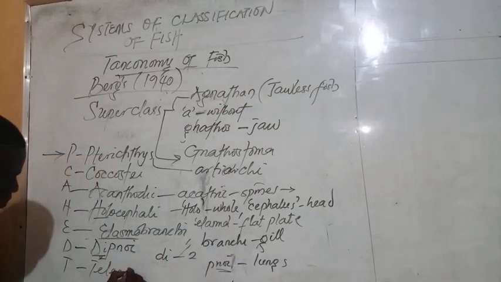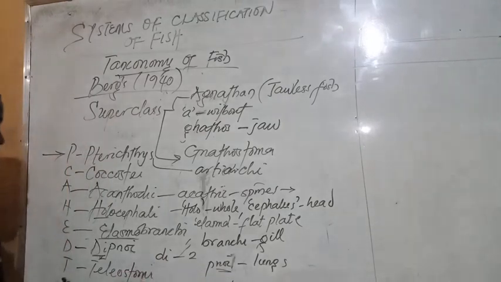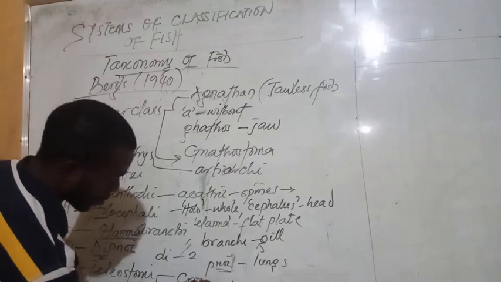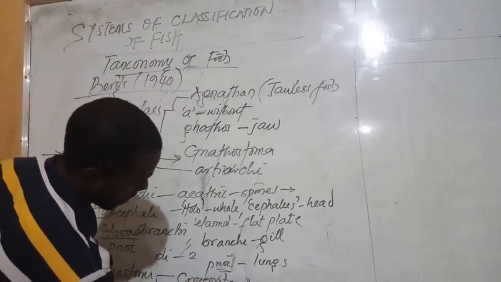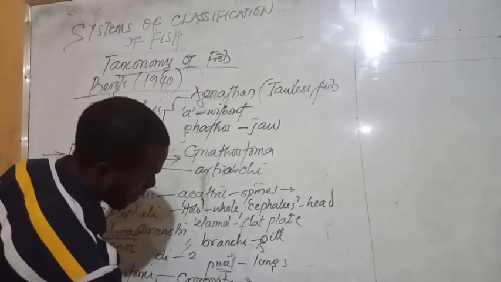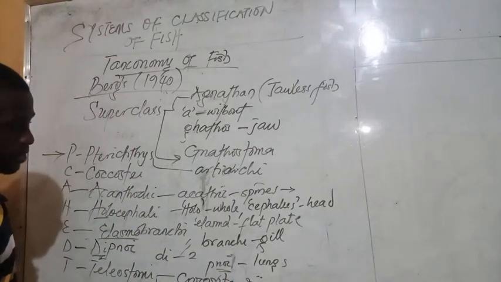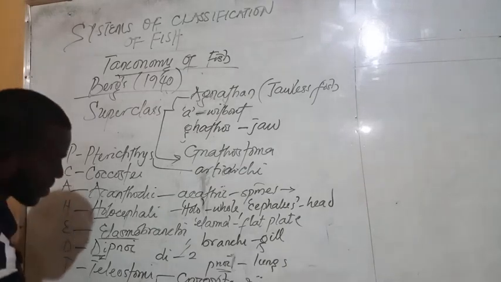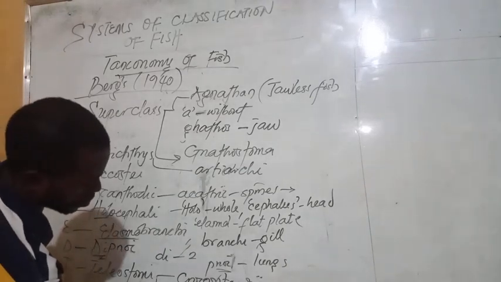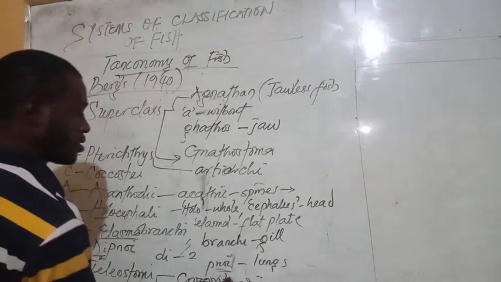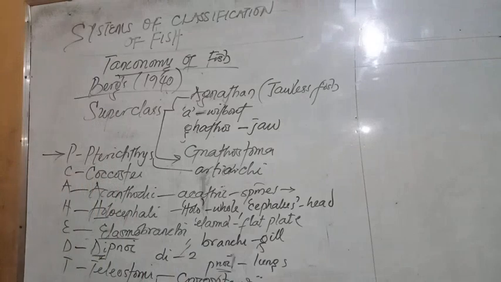Then the Teleostomi are grouped into two further subclasses, and they are the Crossopterygii and the Actinopterygii.